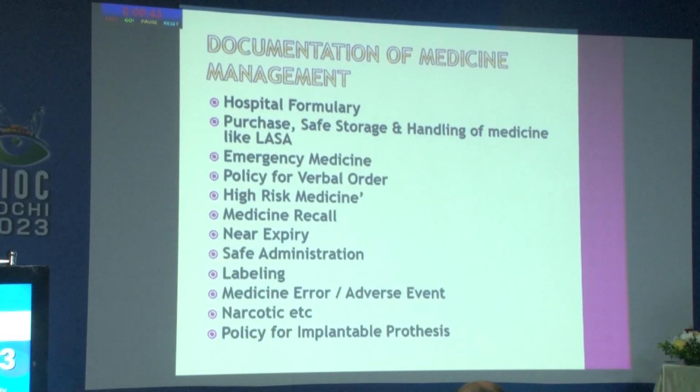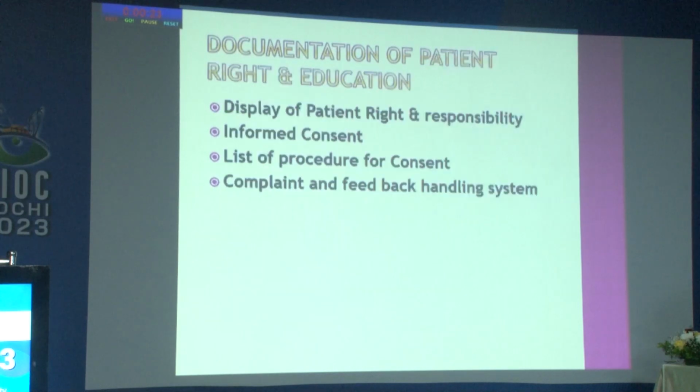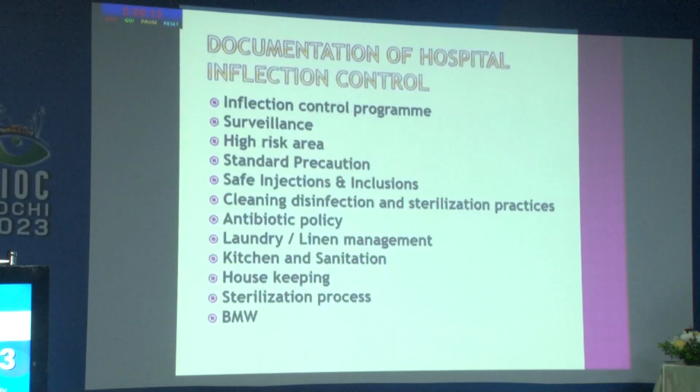Towards medication management is the hospital formulary, purchase, safe storage, handling of medicine like LASA, emergency medicine, policy of verbal orders, high risk medicine, medicine recall, near expiry, safe administration, labeling, medicine error, adverse event, narcotics, policy for implantable prosthesis. Process is important for IOLs. Then for patient rights and responsibilities, basically the rights and responsibilities should be displayed there. Informed consent, list of procedures for consent, complaint and feedback handling system.